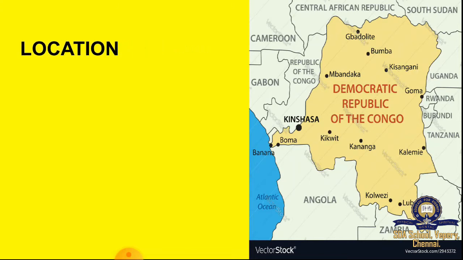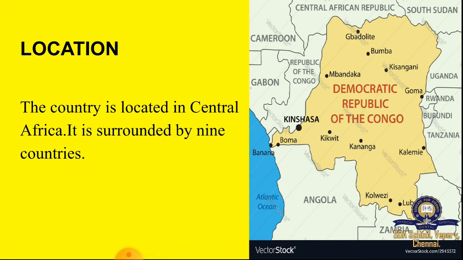Can you see the picture? In the picture, can you see the Democratic Republic of the Congo surrounded by 9 countries. The country is located in Central Africa. Can you see the countries like Uganda, Tanzania, Zambia, Angola, Gabon, South Sudan? These are the countries surrounding it in Central Africa. This is the location of Democratic Republic of the Congo.